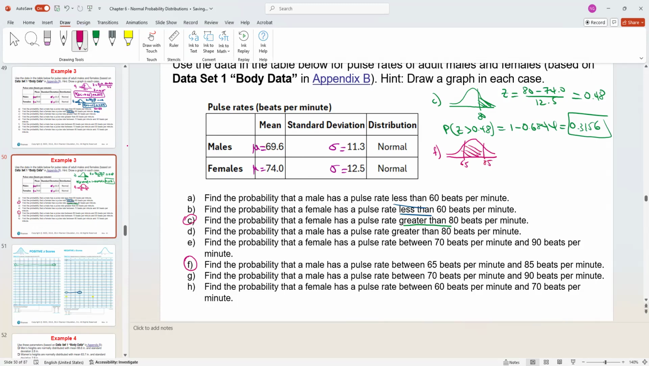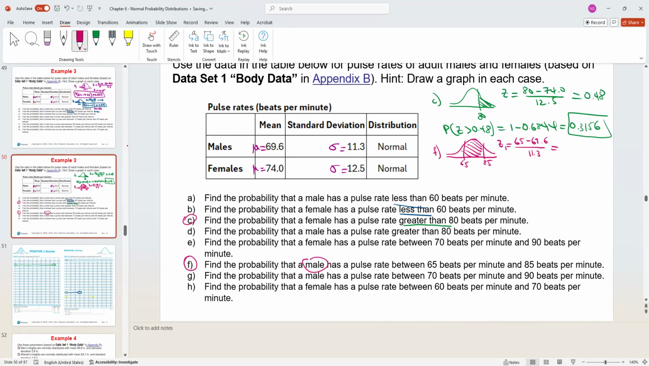So we're gonna do between this area right there. First of all, you need to convert each of them. Let's call the first Z, Z1. So we're gonna take 65 minus, we're doing male. Remember, we're doing male. What's the mean for male? 69.6 over 11.2 because we're dealing with male.